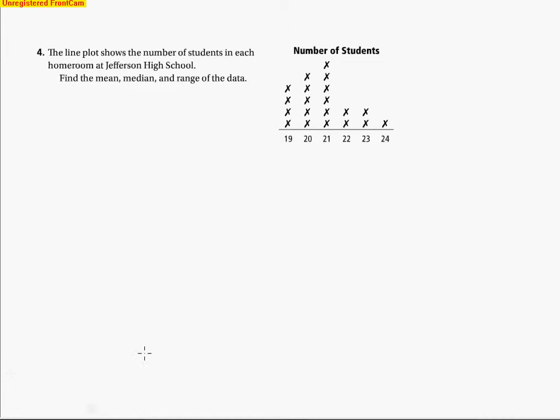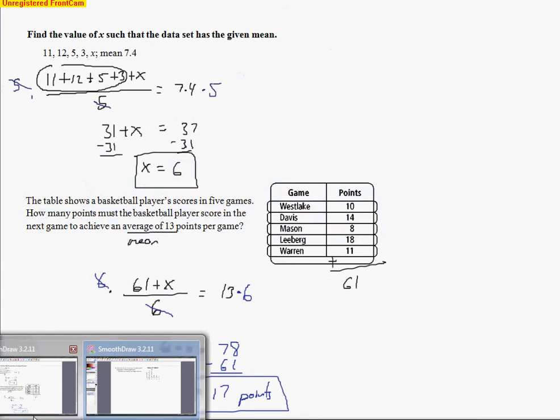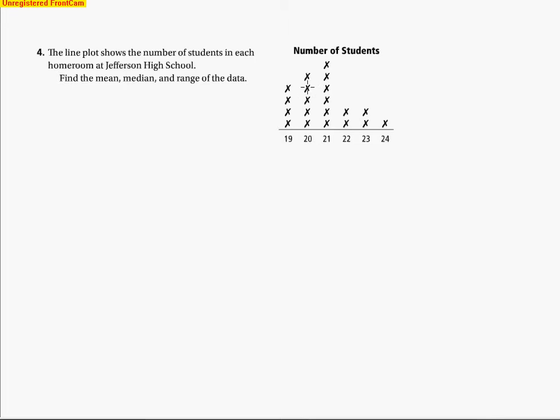And so on the next problem, there it is, it says that we've got a situation in which we've got this frequency or this line plot. And so I'm supposed to find out what the mean, the median, and the range are of this data set. And so these are the number of students. So 19 represents the number of students in a homeroom at Jefferson High School. So 19 students, there are 4 groups of that.